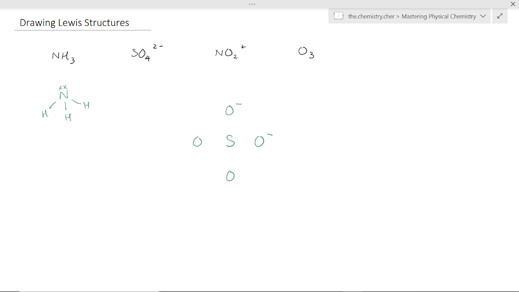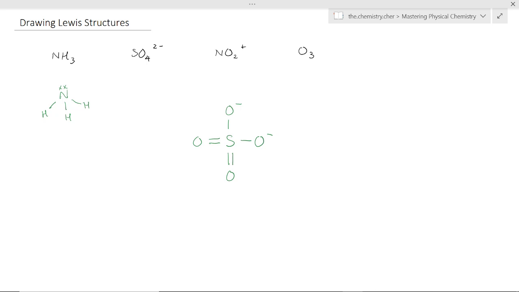And now I will look at the individual oxygens and see how many electrons they need. If we look at the oxygen atoms without the negative charge, they have 6 valence electrons, they need 2 more, so double bond, double bond. But each of these oxygens with the negative charge have 7 valence electrons already, so they will simply form a single bond. Now I'll look at the sulfur in the center. How many valence electrons does it have? It has 6 valence electrons.